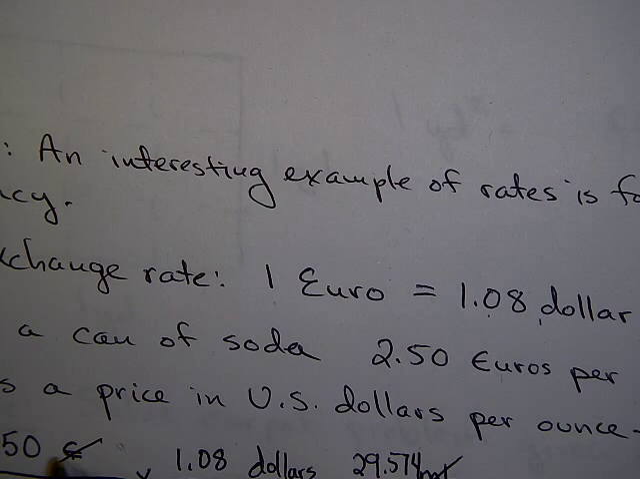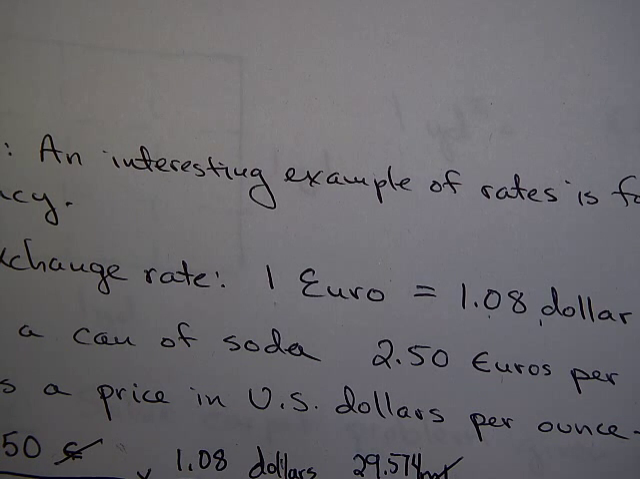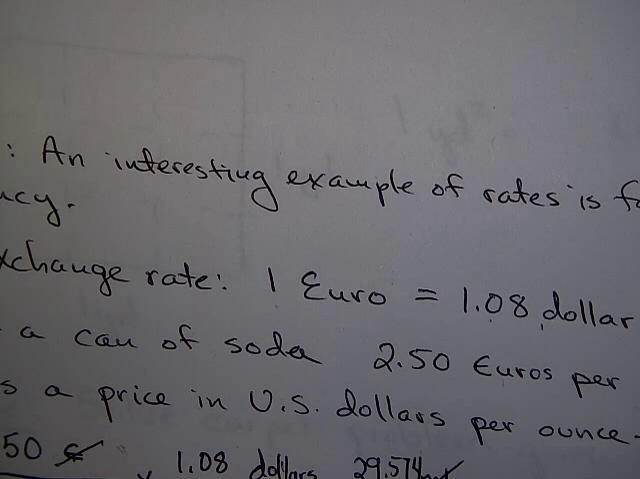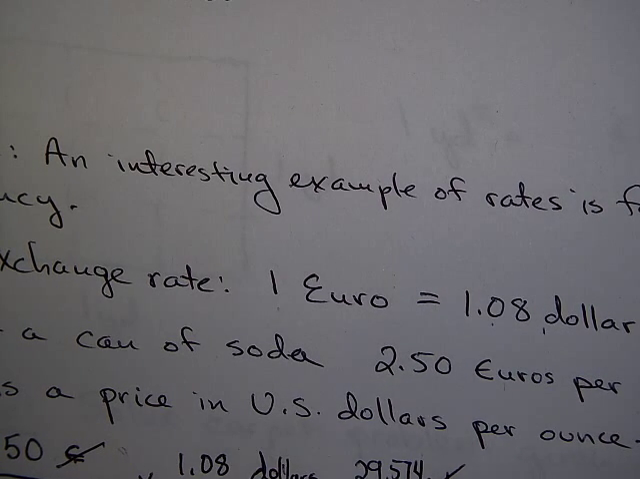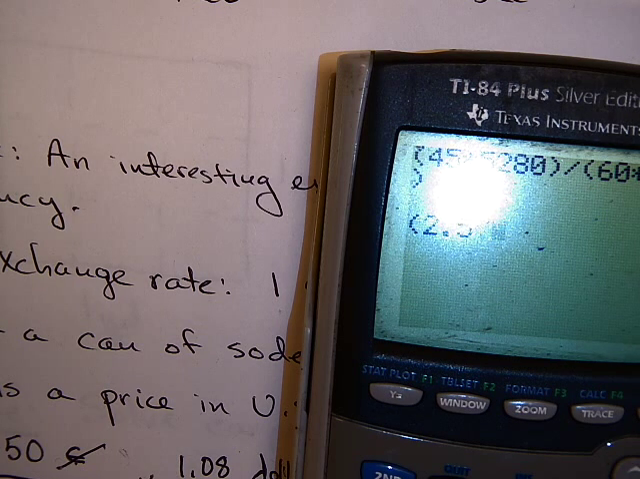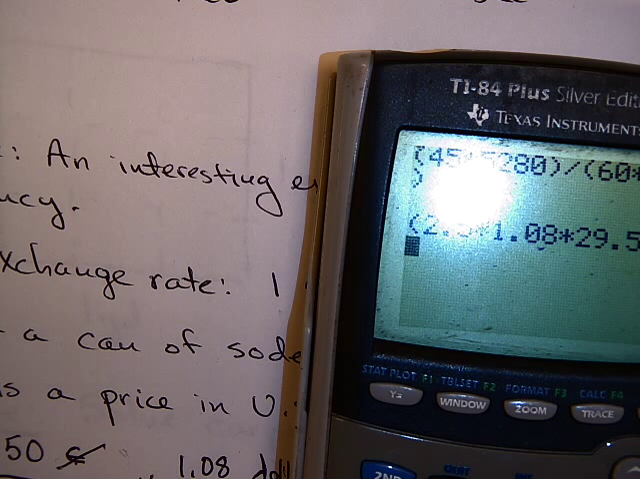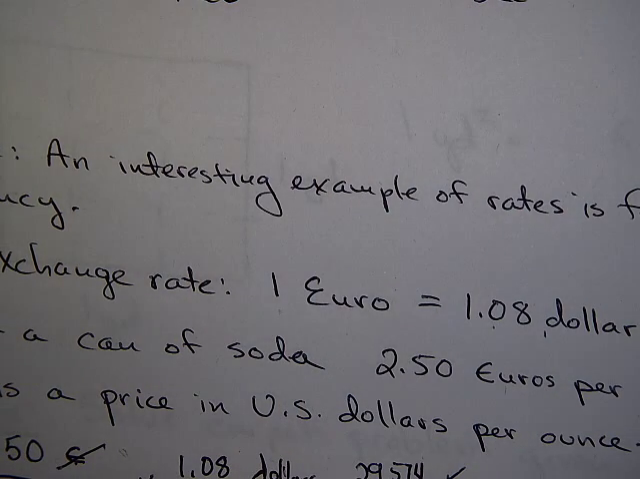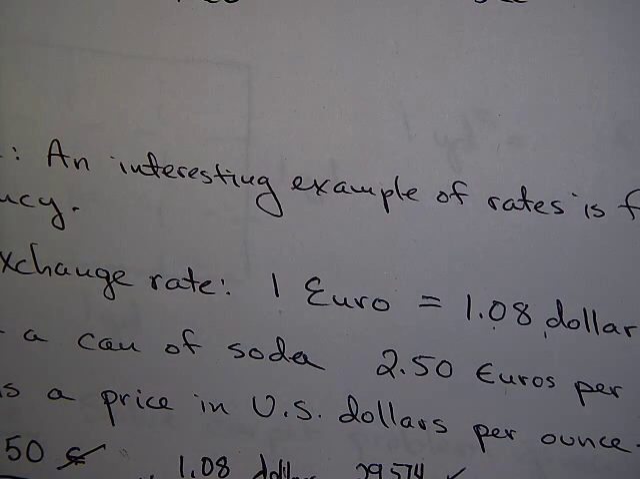So let's do the arithmetic again. This final answer will be in dollars per ounce. That would be 2.5 times 1.08 times 29.574 over 500 times 1 times 1. Let's do that. The numerator was 2.5 times 1.08 times 29.574. Notice I put that whole thing in parentheses, and then divided by 500. And that gave me approximately 16 cents per ounce.